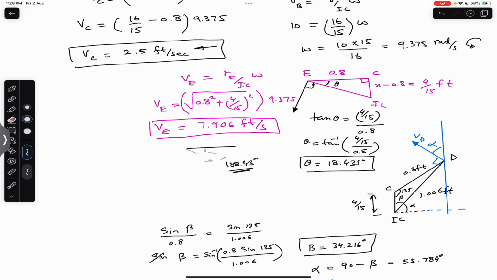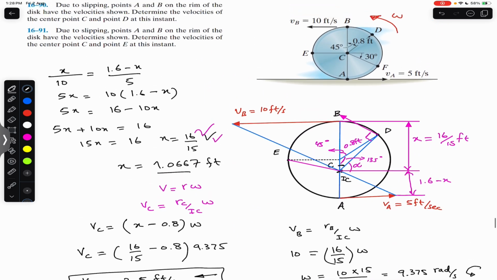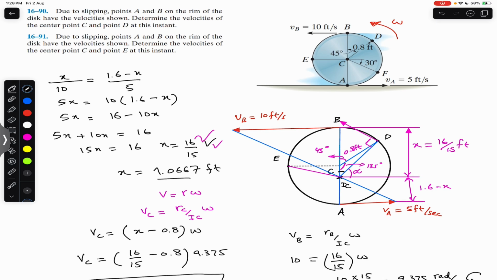You guys can draw the direction like this as well. So in order to not confuse yourself, draw the velocity like this and show this angle, which is 108.43 degrees. I think all this discussion will help you in your learning. I think this is a difficult and a little bit confusing problem. I hope all this discussion will help you in your learning.